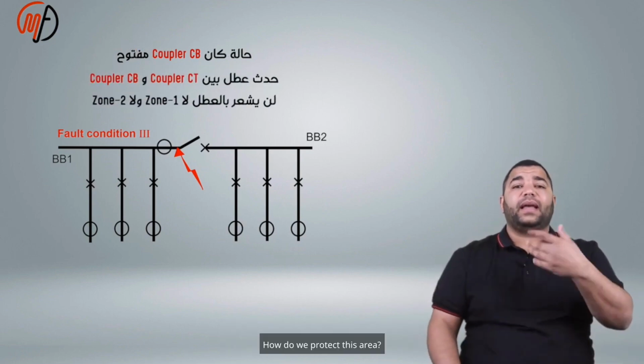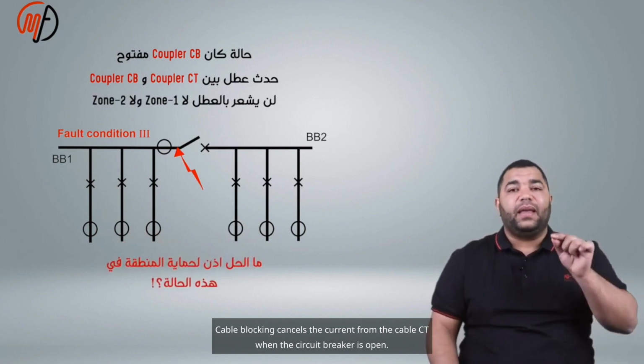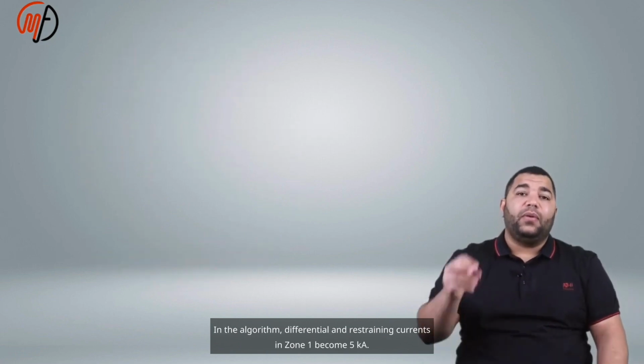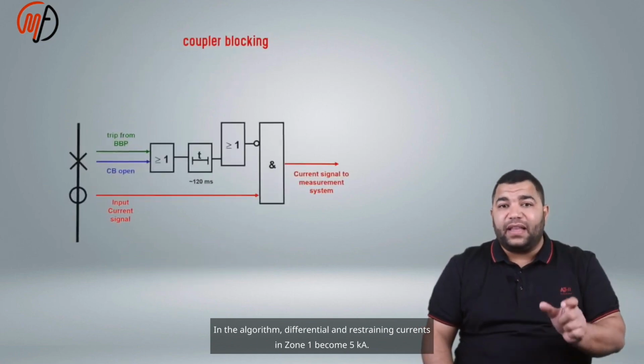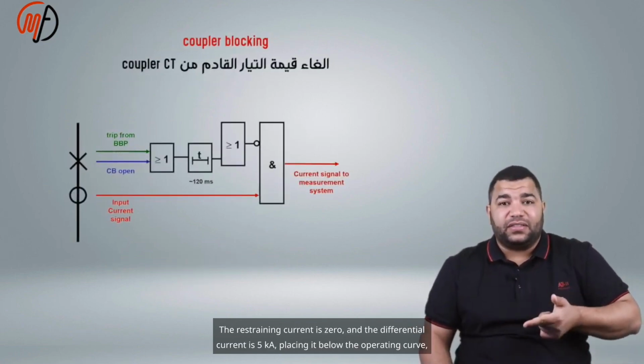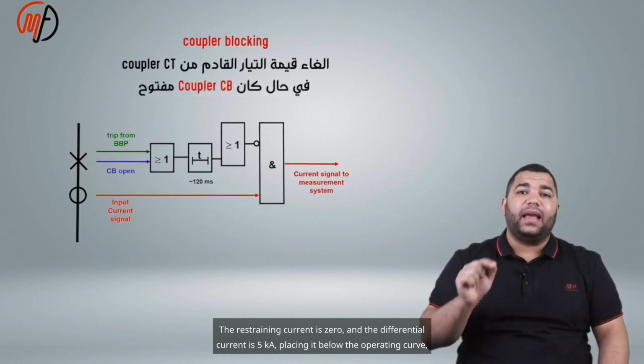How do we protect this area? Cable blocking cancels the current from the cable CT when the circuit breaker is open. In the algorithm, differential and restraining currents in zone 1 become 5 kA. Plotting shows it above the curve, issuing a trip signal. In zone 2, the restraining current is 0 and the differential current is 5 kA, placing it below the operating curve, meaning stability.